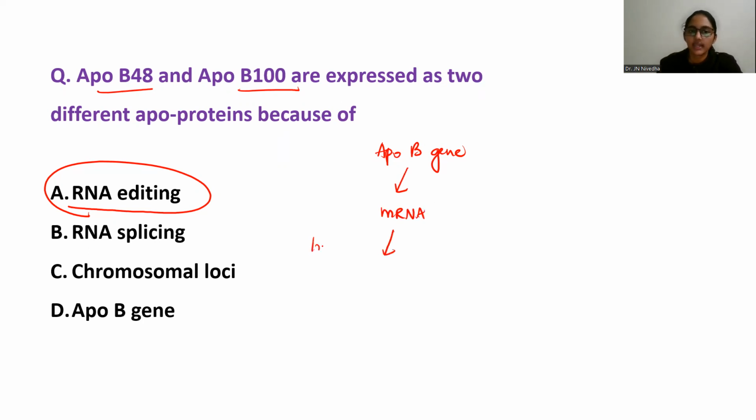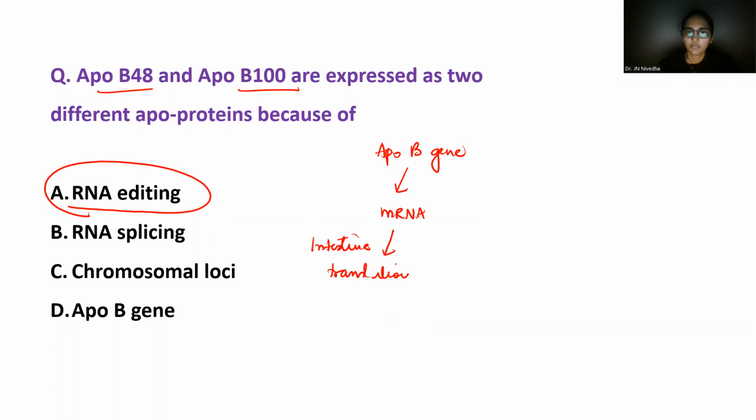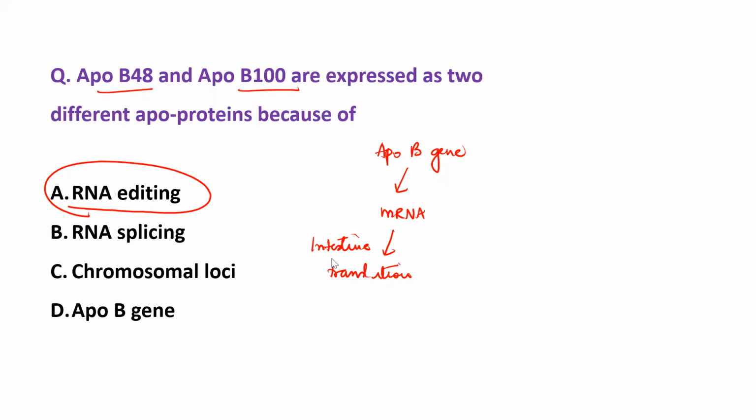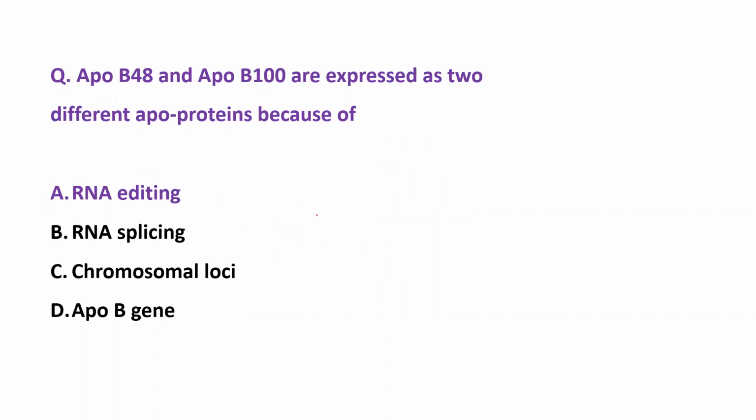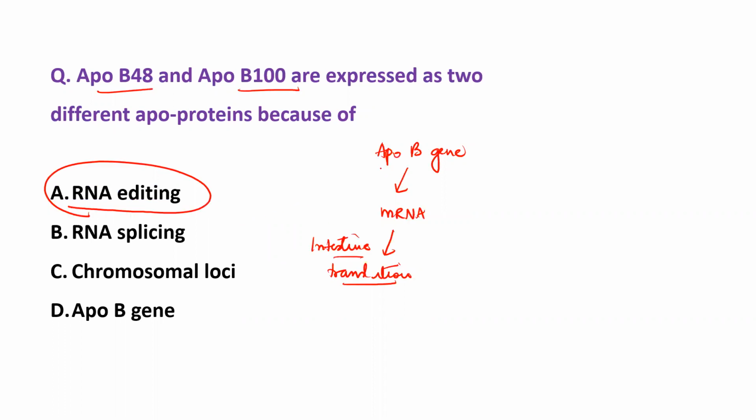Now, in the intestine, as this mRNA undergoes translation, the translation of the ApoB gene stops at the 48th position, because a stop codon occupies the 48th position. So it makes the ApoB48 protein, which is incorporated in chylomicrons. Chylomicrons are those which have this ApoB48, and it's synthesized in the intestine.